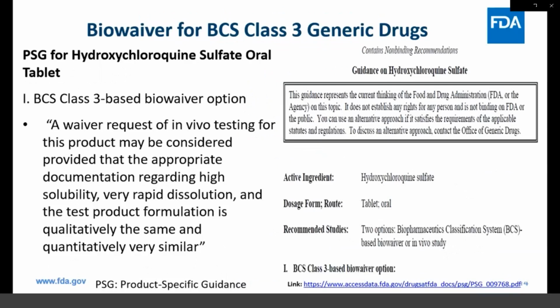Biowaiver option is also available for BCS Class 3 generic drugs. For example, product-specific guidance for hydroxychloroquine sulfate oral tablet also includes BCS Class 3 based biowaiver option. The language regarding the requirement is similar to what is described in previously mentioned two general guidances.